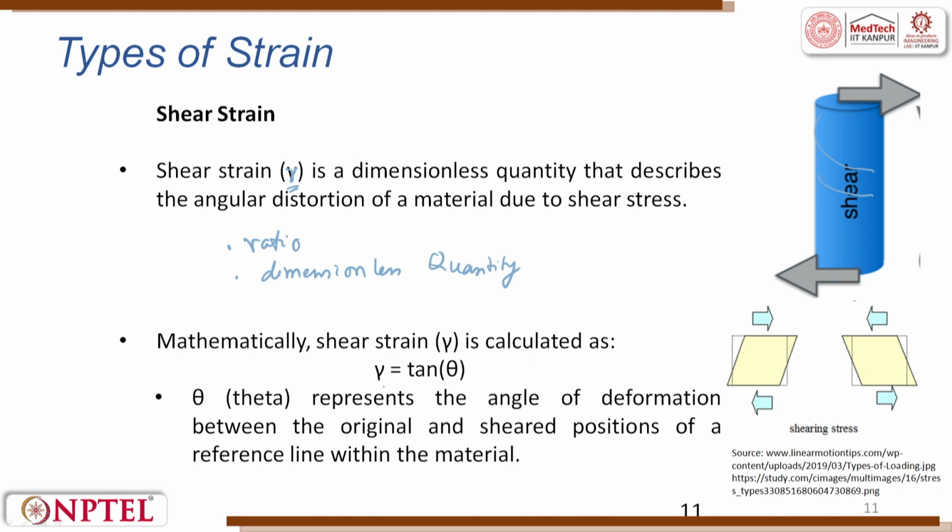The shear strain nu is calculated as nu equal to tan theta, where theta represents the angle of deformation between the original and the sheared position of a reference line with the material. So, here they would try to have a theta component, which is not there in the previous two. There the theta will be almost along the straight line. So, please make a note of it.